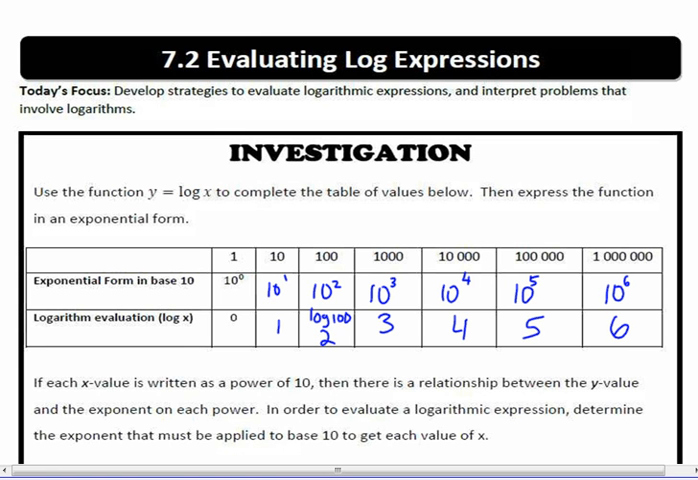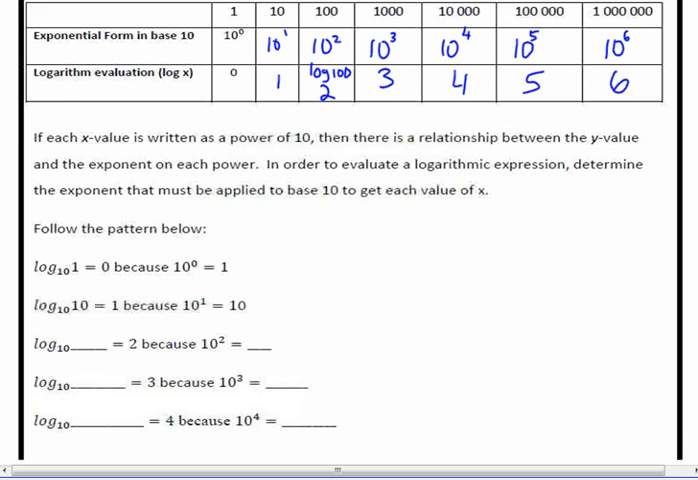So one thing you should notice is logs are completely related to an exponential function. In fact, to get what it equals, we want to ask, if this is my inside, 10 to the power of what would give me 1,000? It's basically the reasoning. So we're going to practice changing from logs to exponential and back and forth today.